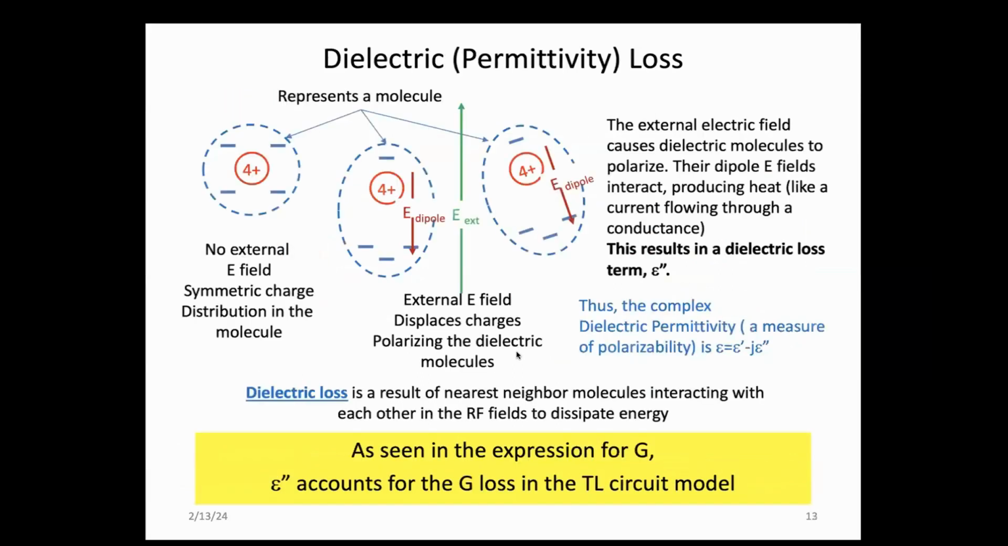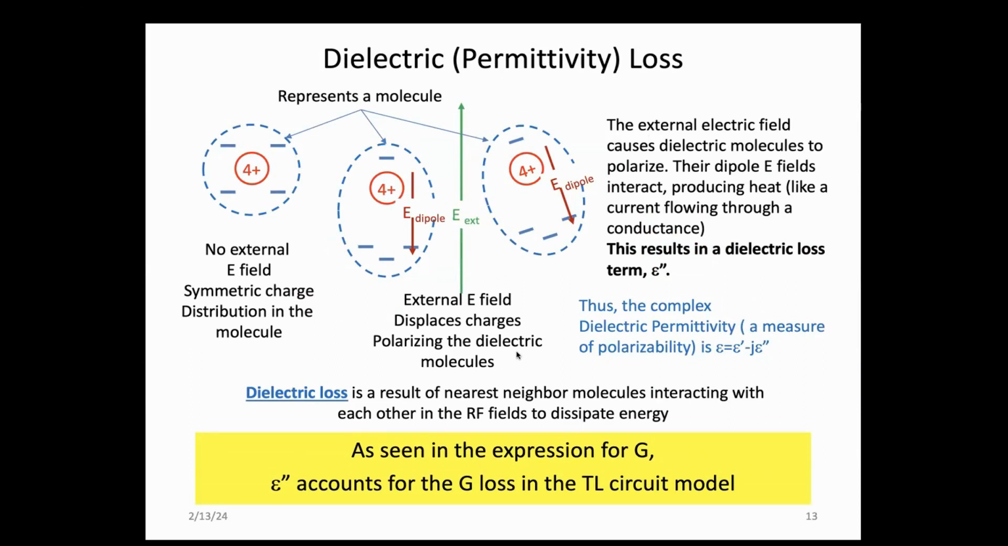Next slide, please. Okay, I'm going to try to slow down on this one a little bit. In a dielectric, if there's no external RF field applied, the electrons in the molecule of the dielectric more or less are symmetrical around the center positive charge. But when this field is applied, it tends to push the electrons and they displace. And what it does, it creates a little electric dipole.